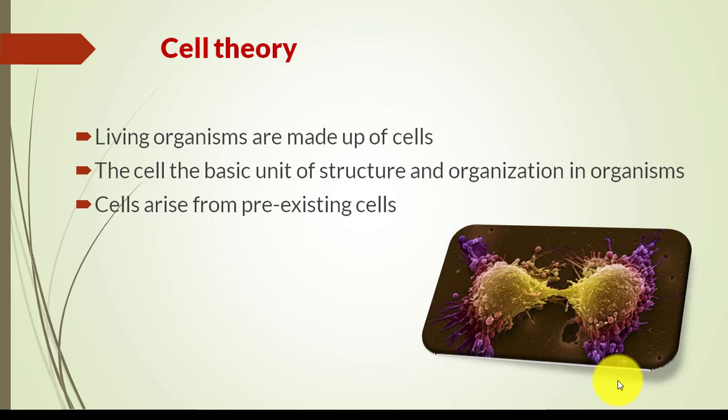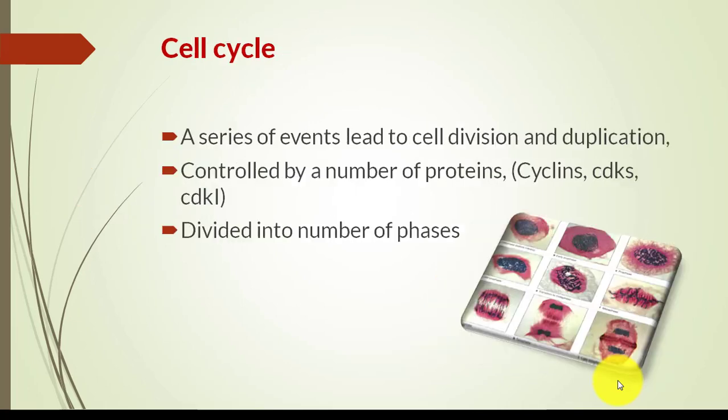So the zygote divides again and again and again in order to produce a complete human being. So cell division is a very important process for the survival, differentiation, and growth of multicellular organisms. Cell division is not the cell cycle. Cell division is part of the cell cycle.